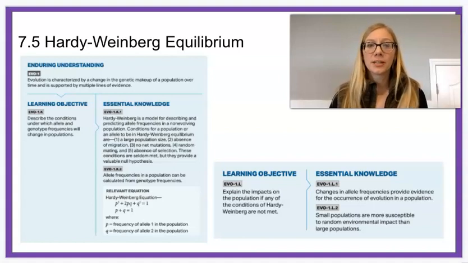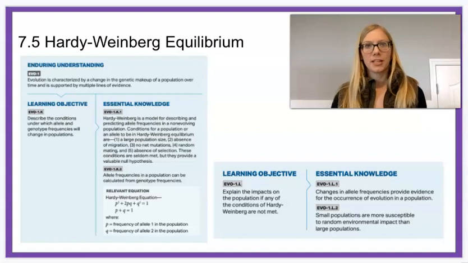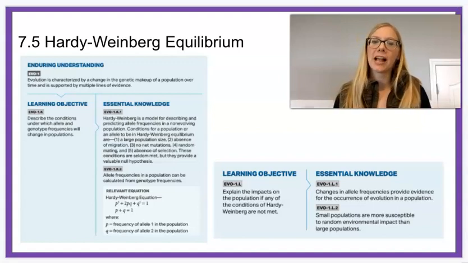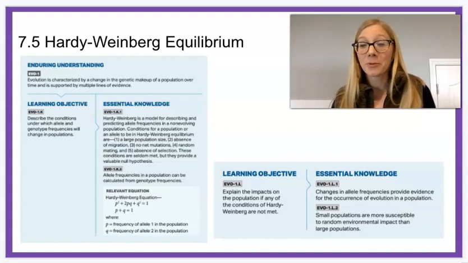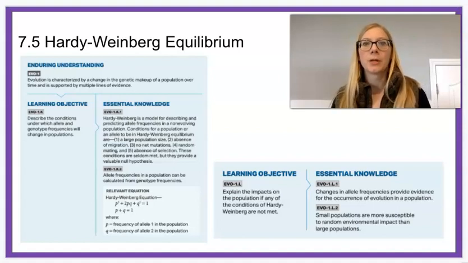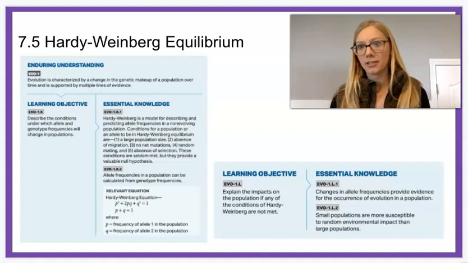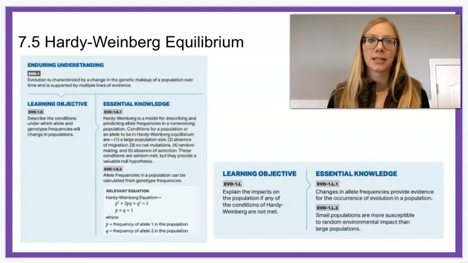In this video, we're going to talk about 7.5, which is about Hardy-Weinberg equilibrium. And before we start, we're talking about equilibrium. If you think about just the word equilibrium, we're talking about equal or balanced, right? So it's really going to be a way for us to evaluate a population that is equal or balanced or not evolving in other ways.